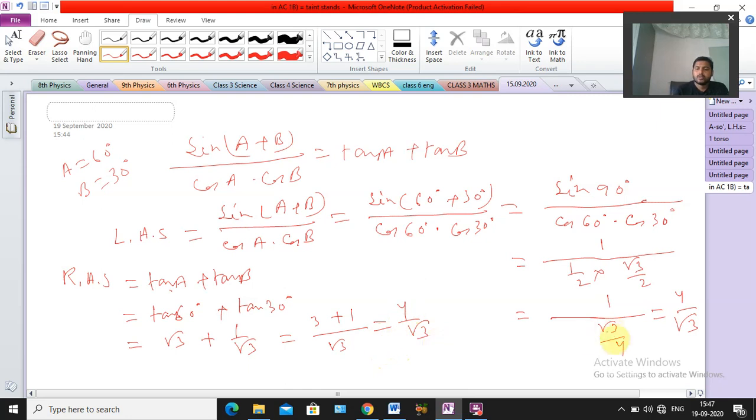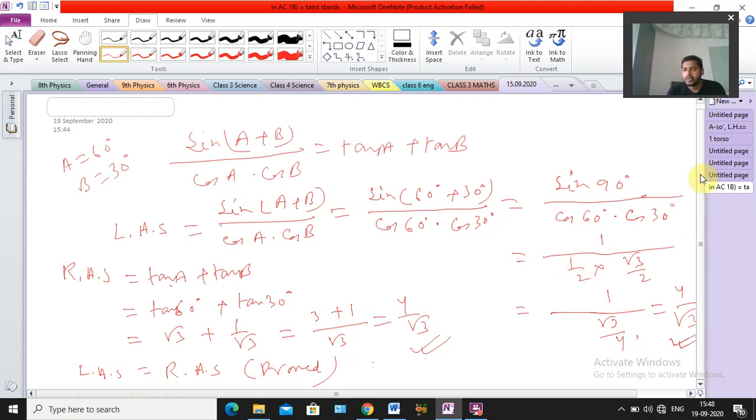So in LHS we are getting 4 by root 3. Similarly, in RHS also we are getting 4 by root 3. That means LHS and RHS are equal. So we can say that LHS equal to RHS. And in bracket we have to write it is proved. Understood? Clear? Okay, so next question.